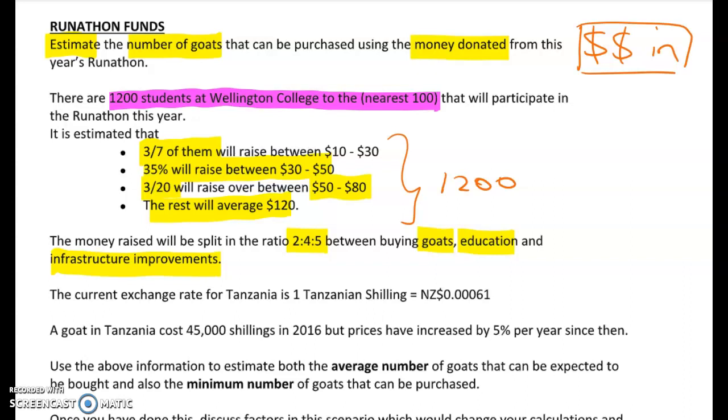Next, we're told the current exchange rate for Tanzania is 1 Tanzanian shilling is equal to this much here. Now, this task was written before we switched to doing Runathon for our village in Cambodia. So that's why it's about a different country. And in this case, we're told that back in 2016, one goat cost 45,000 shillings, but that prices have increased by 5% per year since then. I'm doing this assuming that we are now, right, that we're in 2021. So we've got 5 years of prices increasing by this percentage.